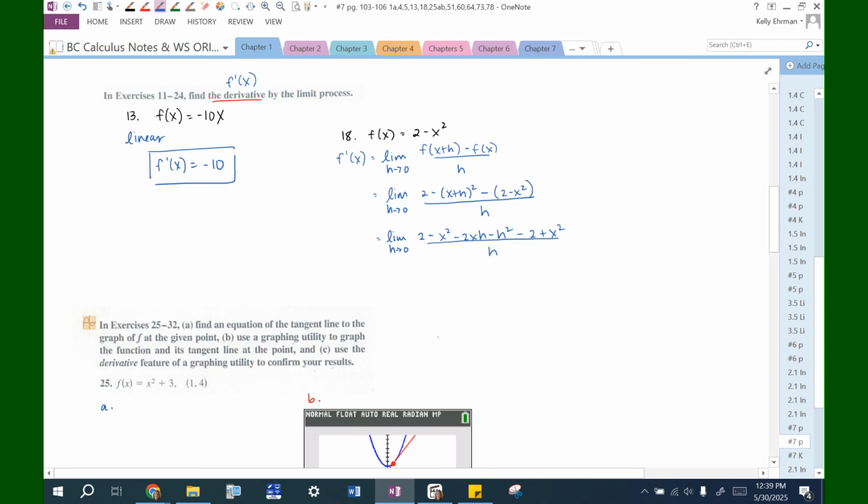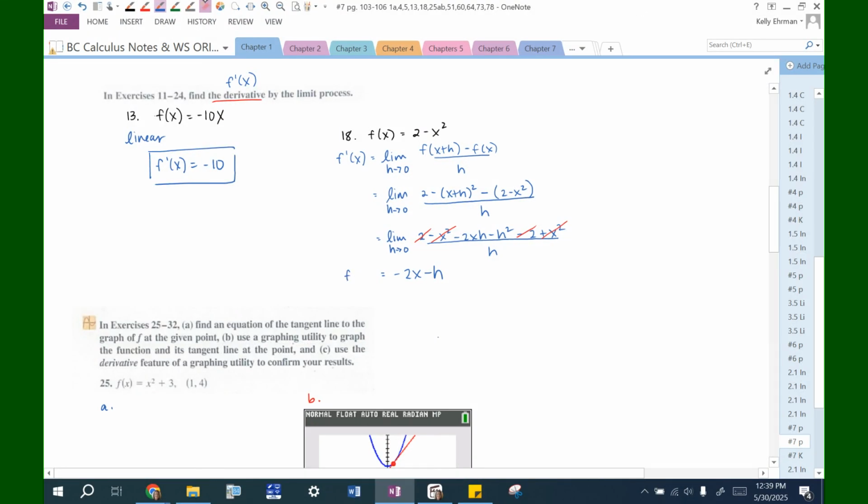Remember, as we are simplifying the difference quotient, anything that does not have an h in it should cancel out along the way. So 2 minus 2 is 0. Negative x squared plus x squared is 0. And remember to divide every remaining term by h. So this is negative 2x minus h.